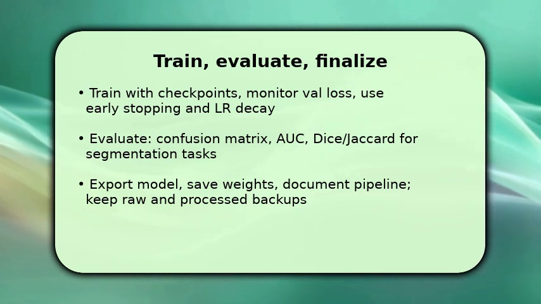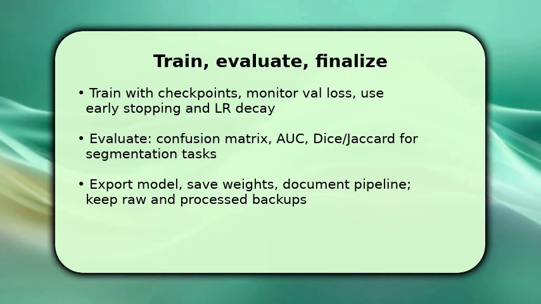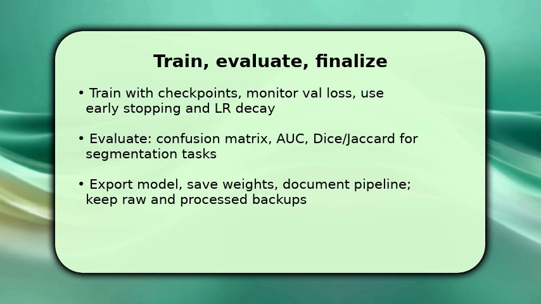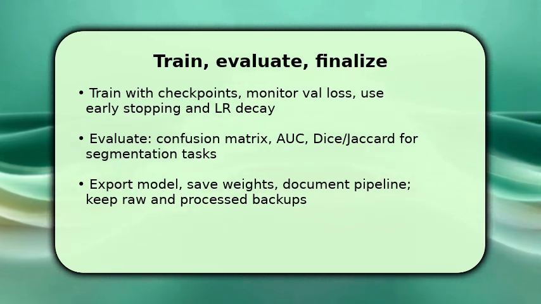Finally, export the model and artifact files, save weights and preprocessing code, and document versions. If results are poor, first check label consistency and image normalization. Mismatch scaling is the most common culprit.